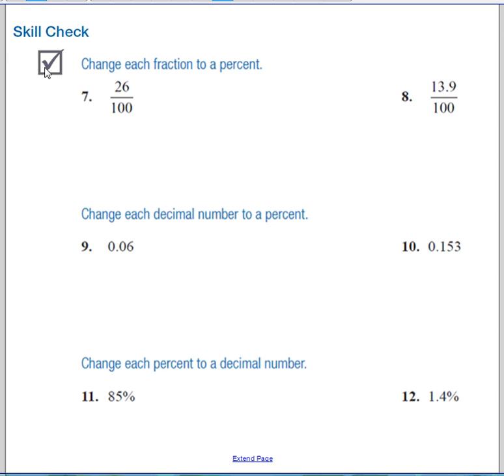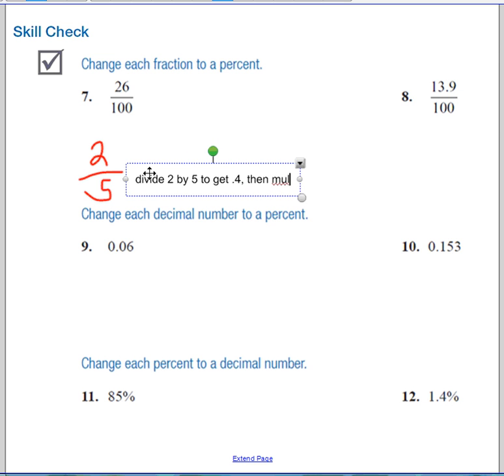But if you're given something other than a denominator of 100, such as 2/5, you need to divide to get your decimal, and then change the decimal to a percent. So divide, in this case, 2 by 5 to get 0.4, then multiply by 100, moving that decimal 2 spaces to get 40, and now it's in percent form.